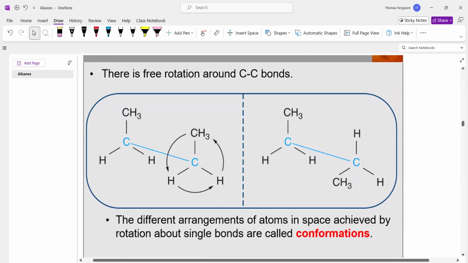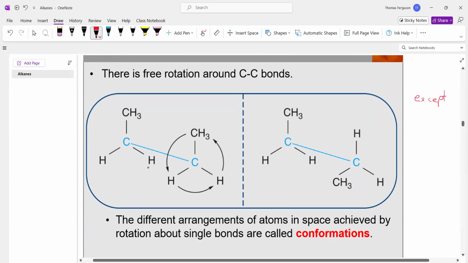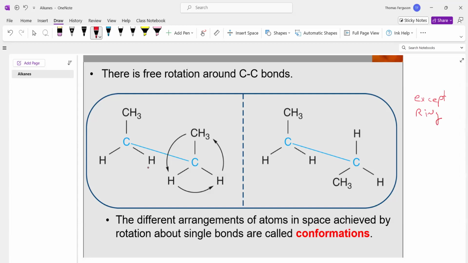Now, carbon-carbon single bonds are free to rotate. There's an exception, though. That's if it's in a ring structure. It is not free to rotate. Okay? No free rotation in ring alkanes. If it's a linear or branched, that CC bond is free to rotate.